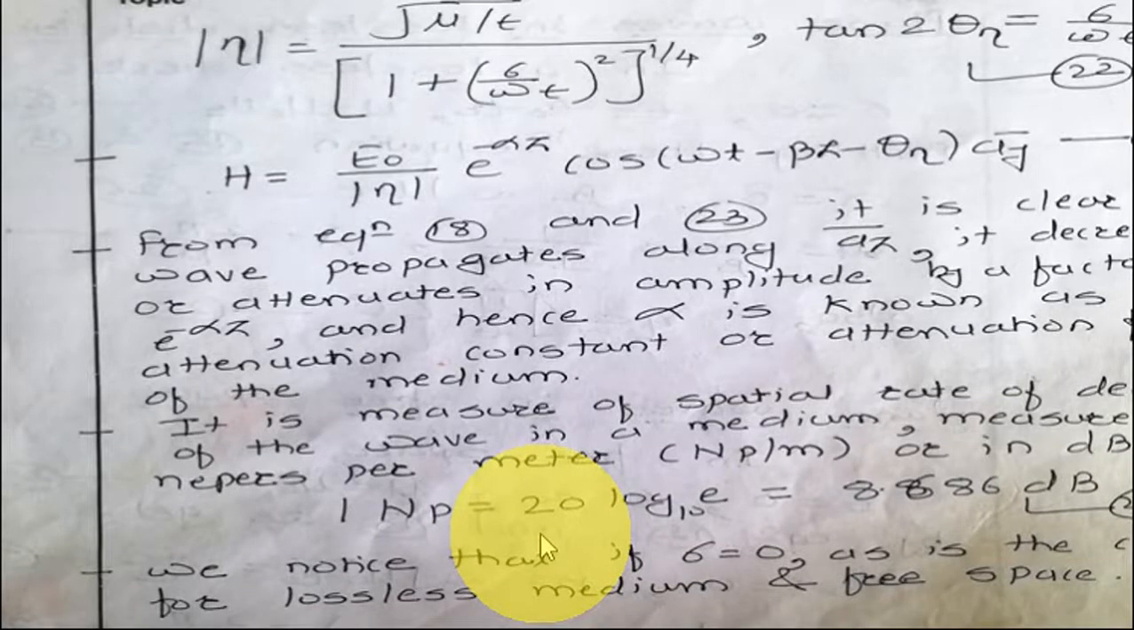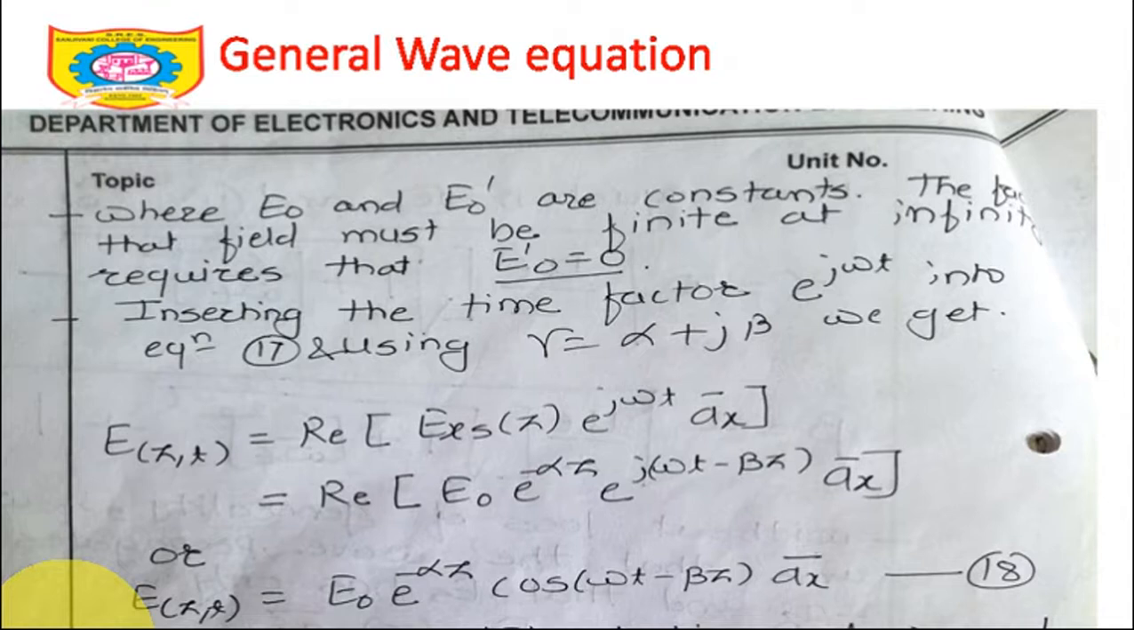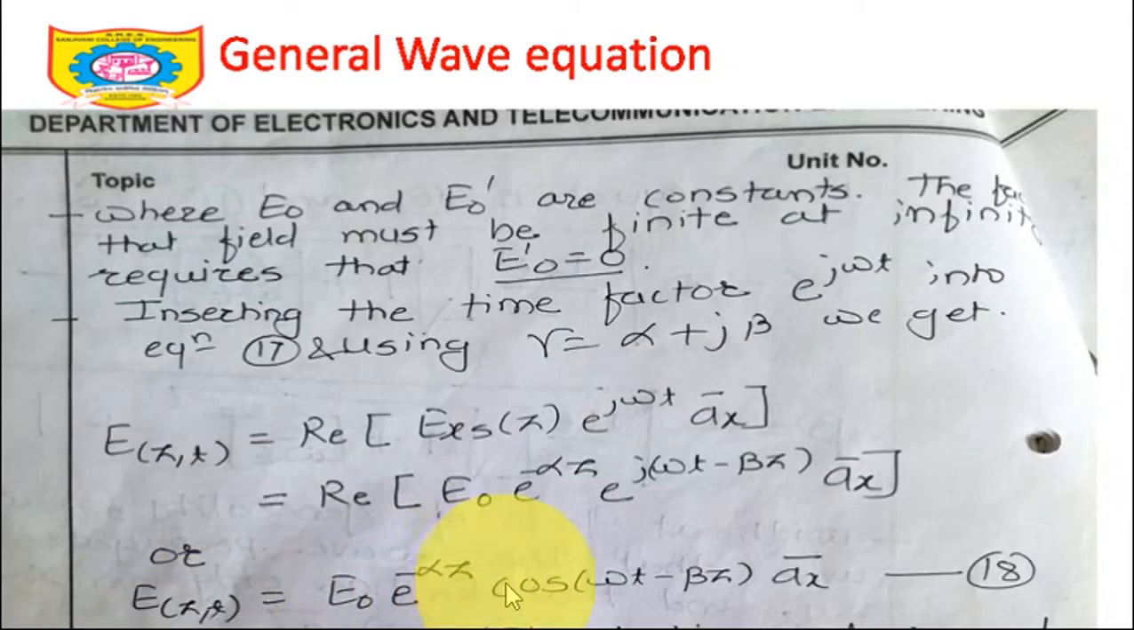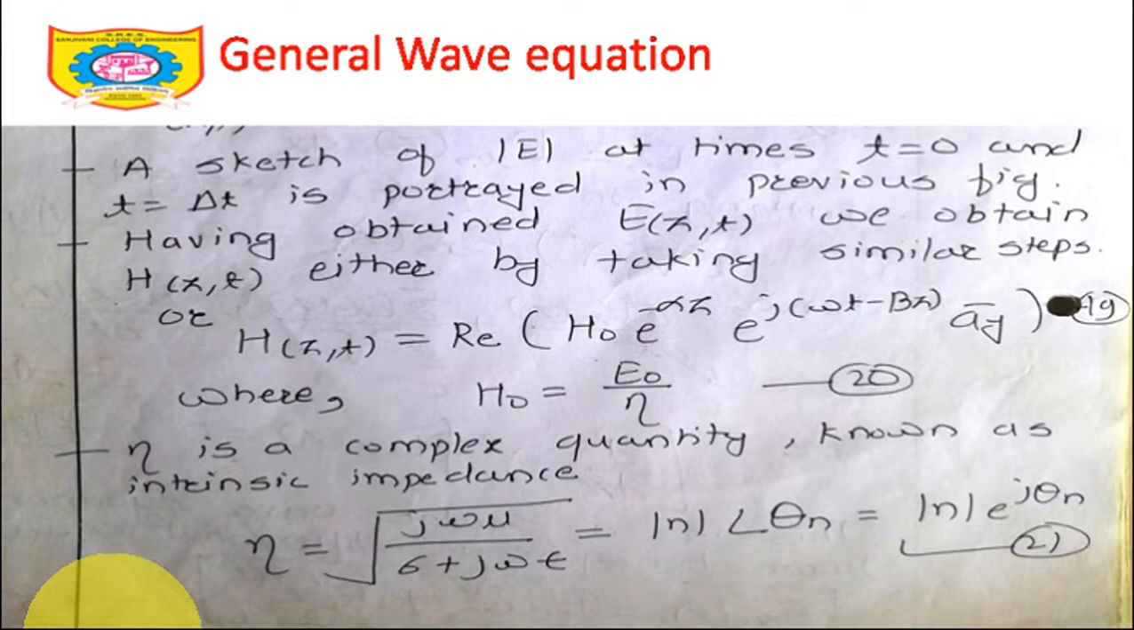Welcome back, student. In the previous lecture we talked about the Helmholtz equation, and then we derived the expression of the wave in terms of E bar and H bar. We calculated this E bar term as E0 e raised to minus alpha z cos of omega t minus beta z ax bar. The E bar is traveling along the x direction. Then applying similar steps, we calculated H bar.